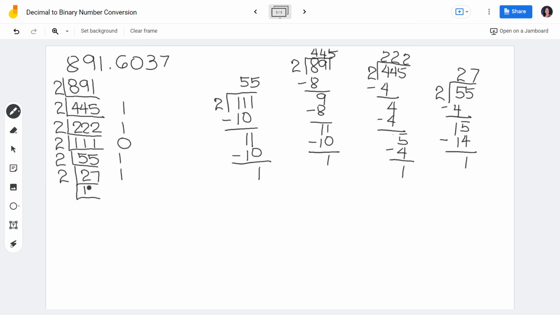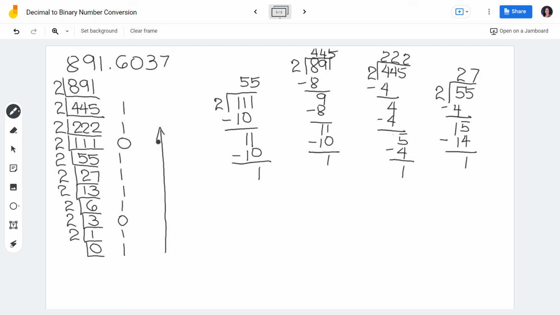We have 13, remainder 1. And then 13 divided by 2 is 6, remainder 1. And then 6 divided by 2 is 3, remainder 0. And then 3 divided by 2 is 1, remainder 1. And then 1 divided by 2 is 0, remainder 1. So the values of the integer part are read upwards.